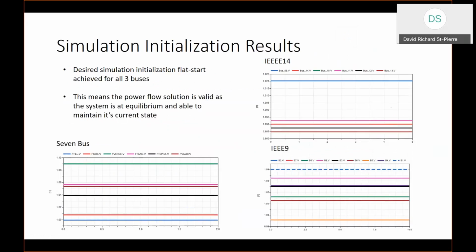With the different models that I tested, I found that they all had a flat start, and this is good because it means the power flow solution from PowerModels, and the records that I created, were valid. So we can see again for the 7 bus, IEEE 14 and IEEE 9 bus systems that the voltages on all those buses are flat over time, again meaning that this solution has been verified and we know that these are valid power flow solutions.